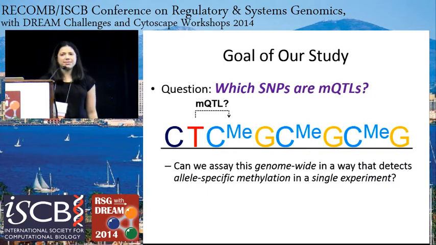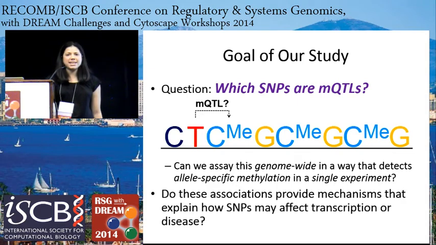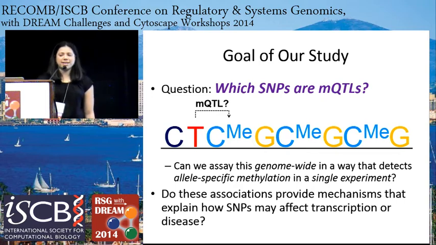So the goal of our study was to answer the following question: which SNPs are MQTLs? We wanted to do this in a novel and complementary way to other studies, because we wanted to be able to assay this genome-wide in a way that we can detect allele-specific methylation in a single experiment. Once we have identified novel MQTLs, we can then investigate the following follow-up question: do these associations provide mechanisms that explain how SNPs may affect transcription or disease?